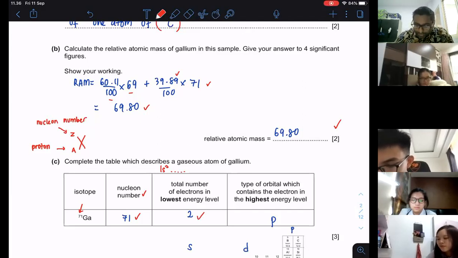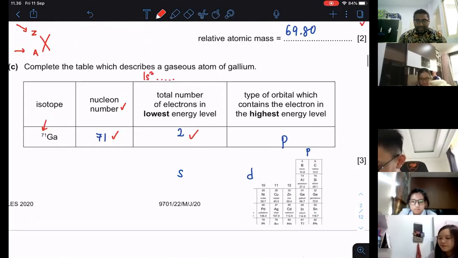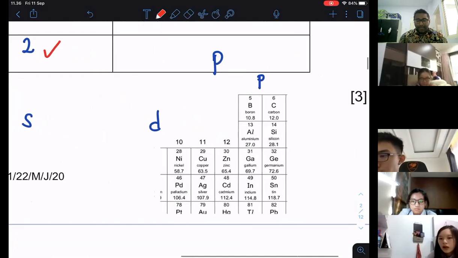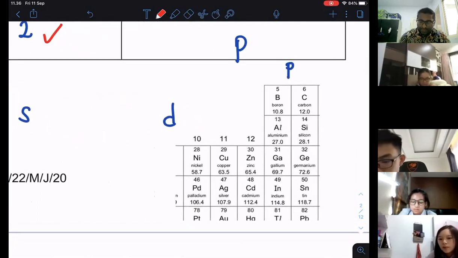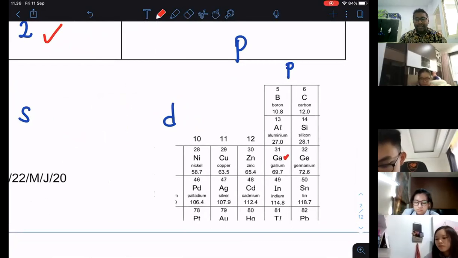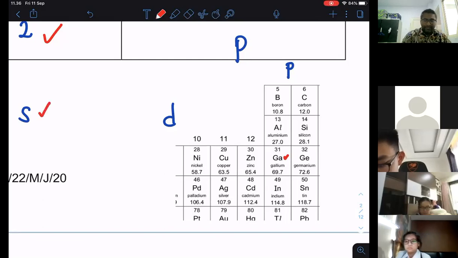Now, the type of orbital that contains the electron in the highest energy level. Yes, you need to refer to your periodic table for this. If you look at your periodic table, I actually took some portion of it, and I'm interested in gallium. This is gallium. You can separate your periodic table into 3 parts: the s block, which is not visible over here, some parts of the d block over here, and then the p block. s, d, p.